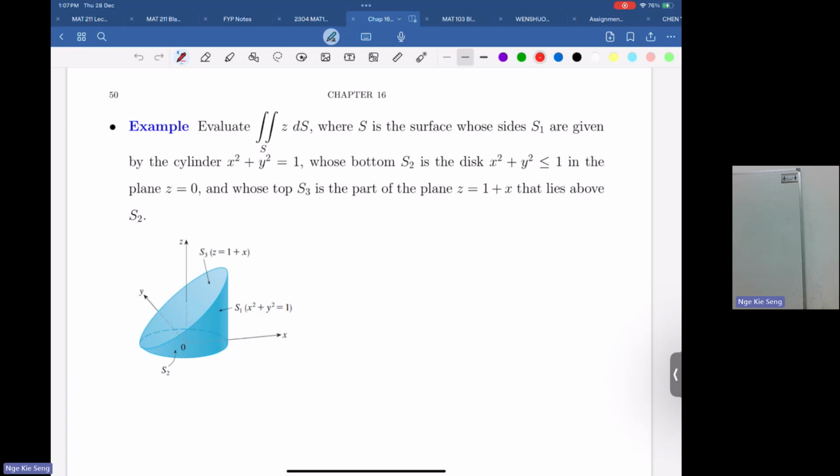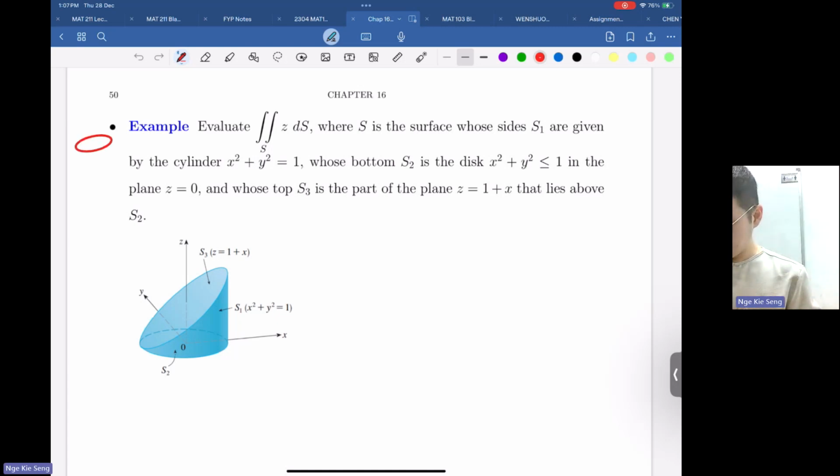And then S2 is a disk. As a disk it satisfies x squared plus y squared less than or equal to 1. What does this mean? When it is equal to 1, I get a circle with radius 1. When it is less than 1, I take all the points within the circle. So I fill out the disk. So let me draw what I'm talking about.